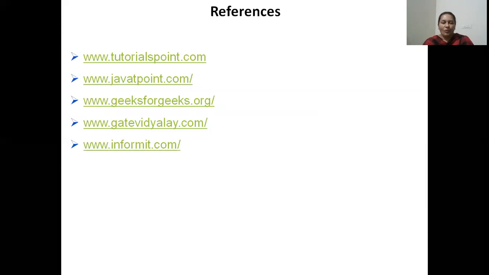So in this video, we learned mesh topology and star topology in detail. We understood what are the features, what are the advantages and disadvantages of these two topologies.